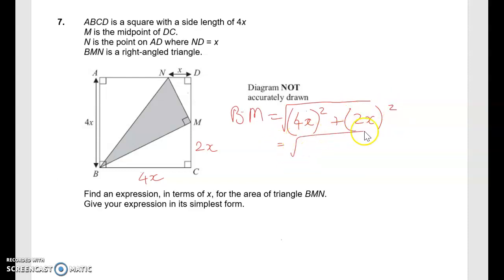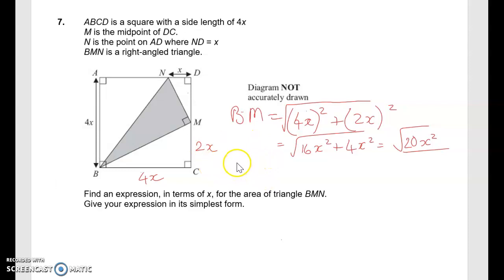So if I work these out, I'm going to square the 4, which gives me 16. I'm going to square the x, which gives me x squared. Then I'm going to add on this, square the 2, which is 4, square the x, which is x squared. And if I add those together, I end up with 20x squared. I'm going to leave it like that for calculation in the area a bit later.